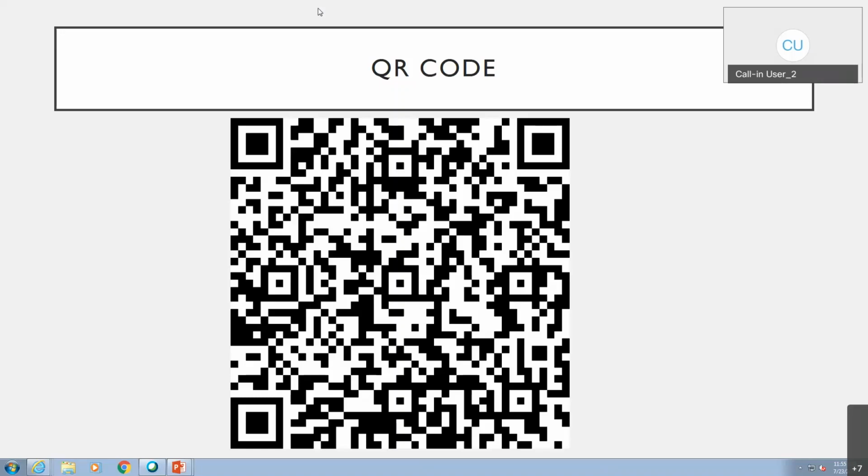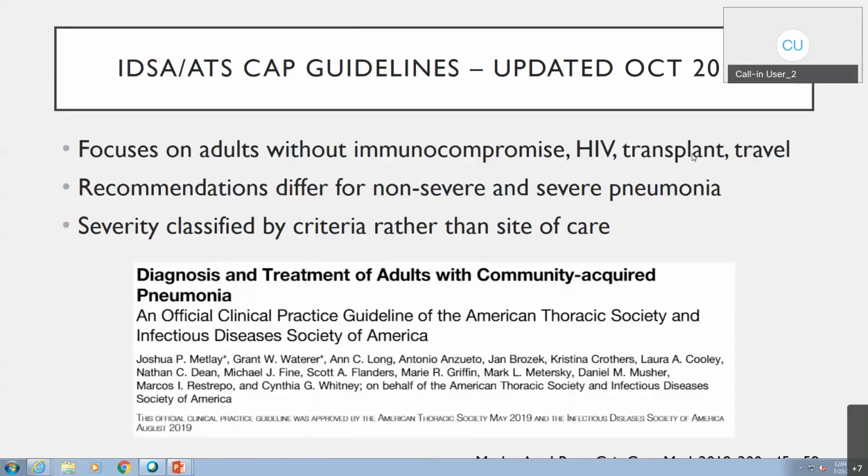One of the ways that they have changed a lot is the recommendations are different for severe versus non-severe pneumonia. So we'll spend quite a bit of time trying to classify patients into whether they have severe or non-severe. In the past, sets of guidelines determined the guidelines for treatment based on the site of care, whether the patient was in the ICU or a floor patient, but now it's classified by the severity criteria rather than where the patient is physically located.